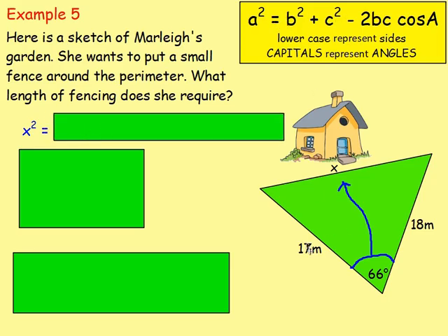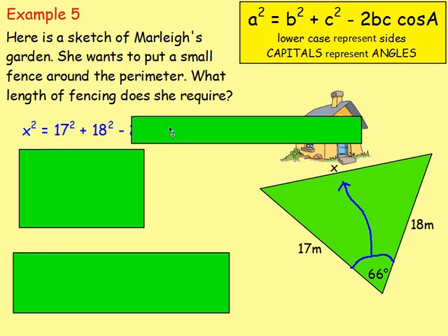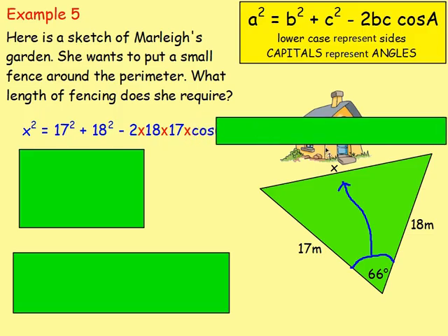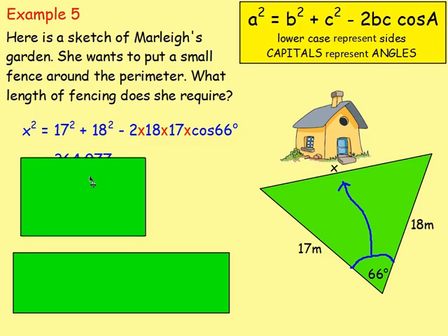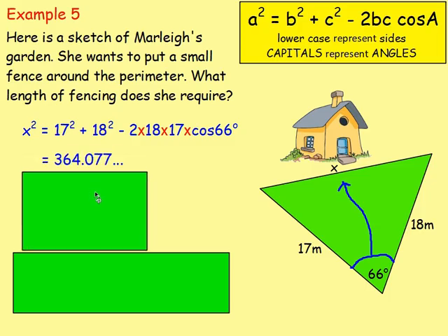Equals b squared and c squared, which are just going to be the two other sides. So we've got a 17 and an 18. So it's going to be 17 squared plus 18 squared. Take away 2 times those two sides, multiplied by cos of our angle. And the angle here is the 66 degrees. If you put that into your calculator, you end up with 364.077 and a long string of decimals.